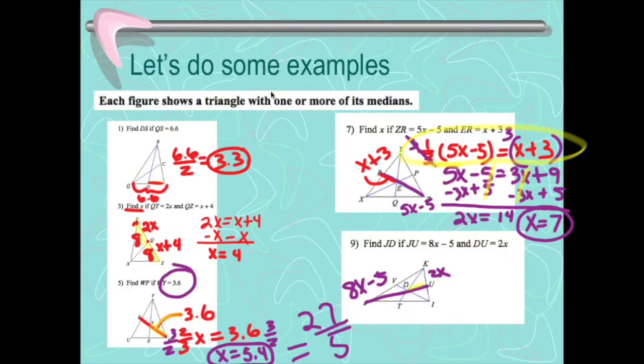1/3 of 8x minus 5? Yes, it will. Equals 1/3 of the whole equals 2x. Wait, wouldn't it? Go ahead, Heidi.